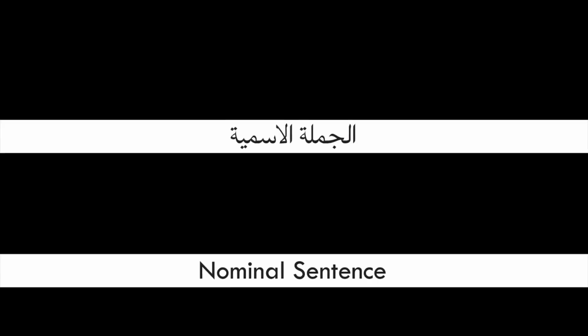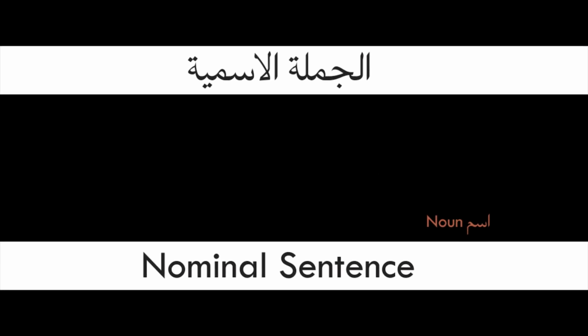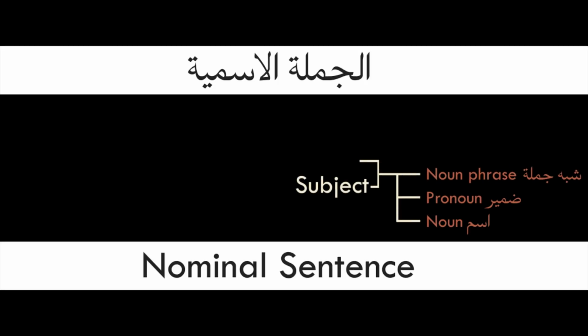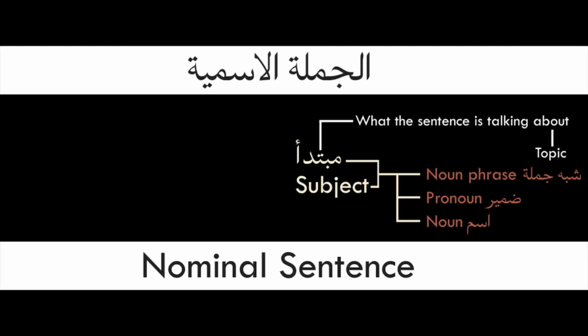In Arabic, there are two types of sentences. The first one is the nominal sentence, or Jumlatun Ismiya. It has to start either with a noun, a pronoun, or a noun phrase, and we call this first word the subject, or mubtada, and it means what the sentence is talking about, the topic. If it comes as a noun, it has necessarily to end with a dhamma.